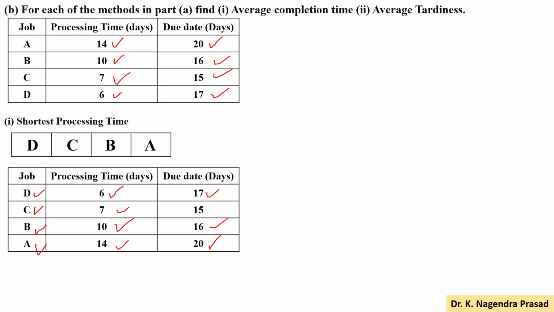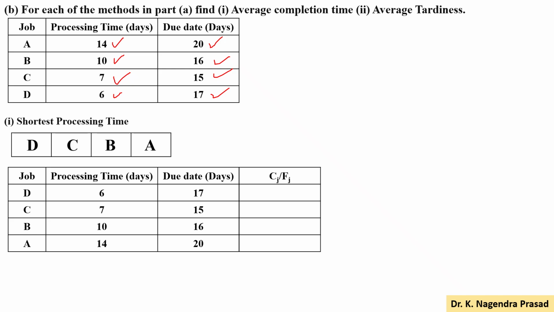Okay, after that we have to calculate the completion time, and after that the average completion time. Completion time and flow time are the same: completion time Cj and flow time Fj. First we have to determine the completion time for the first job in the job sequencing order, that is job D. For the first job, the completion time is 0 plus processing time. So for job D, the completion time is 0 plus 6, which is 6.